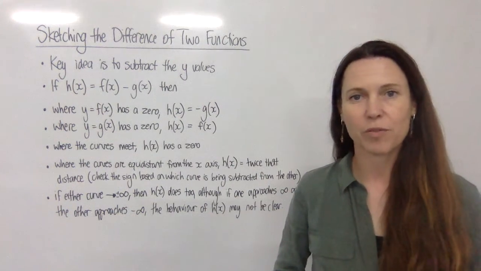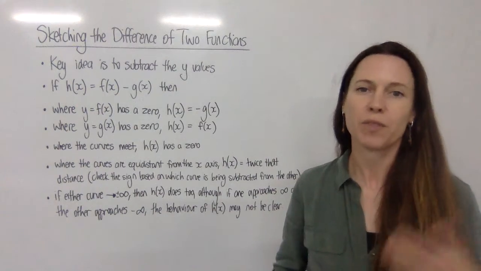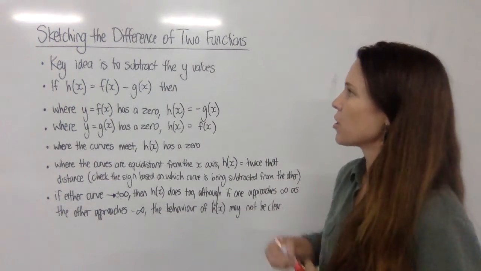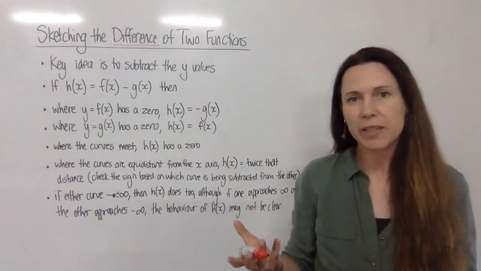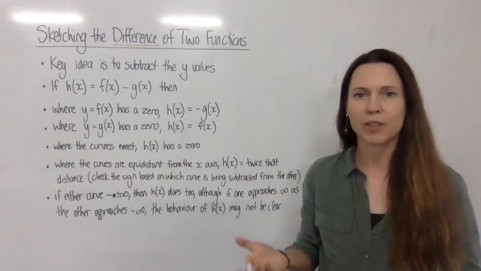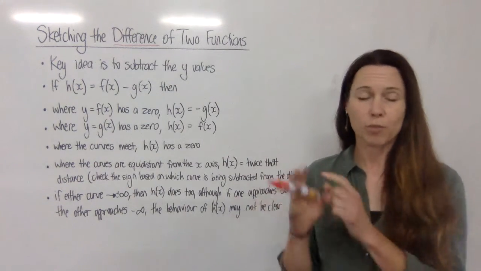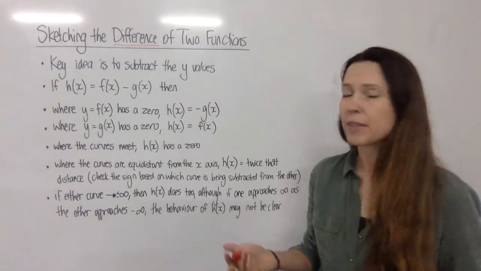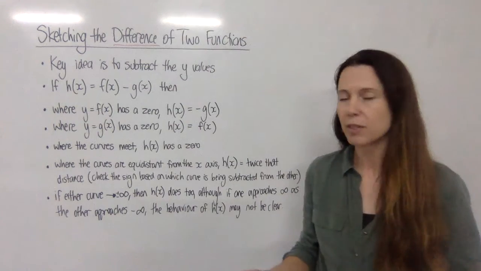Sketching the difference of two functions just means that we're subtracting one function from another to find a new function. So that word difference is really all about subtracting. And the process here is very similar to what we've just seen when we're adding two functions. If you know the equation of both of the functions, you can just subtract using your algebraic methods and come up with the equation for the new function, which you might be able to graph using your own graphing skills.